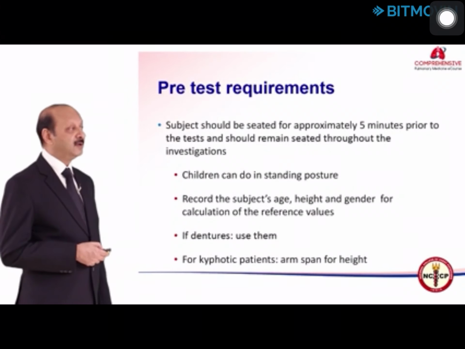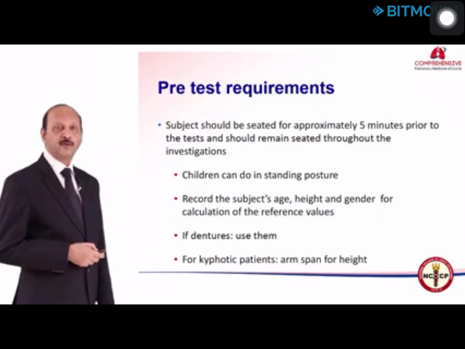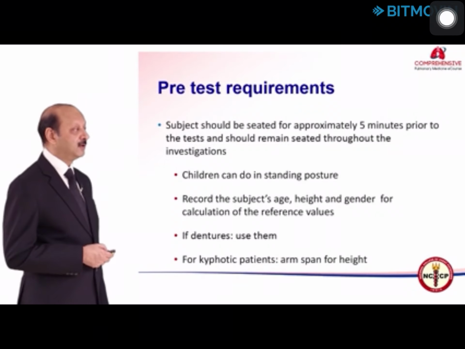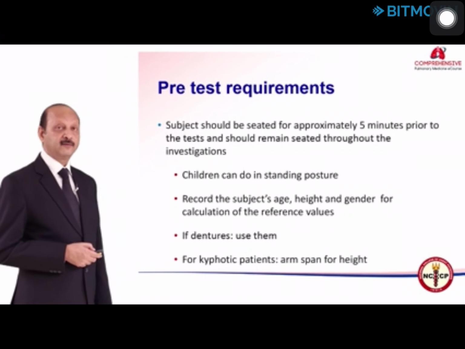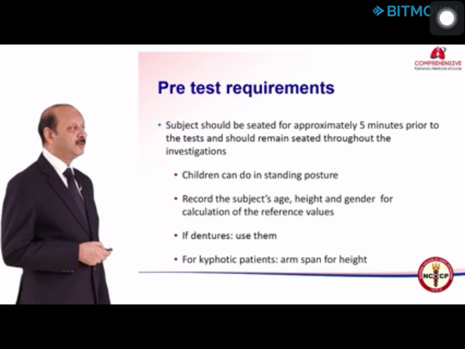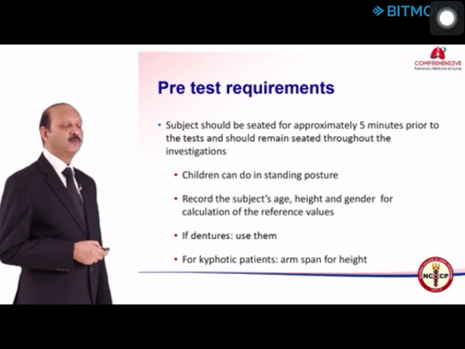We record the patient's age, height and gender for calculation of the normal predicted values. I will come to that later. If somebody is using dentures, you should do spirometry with the dentures in, and for kyphotic patients, we can measure the arm span to estimate the height of the patient.